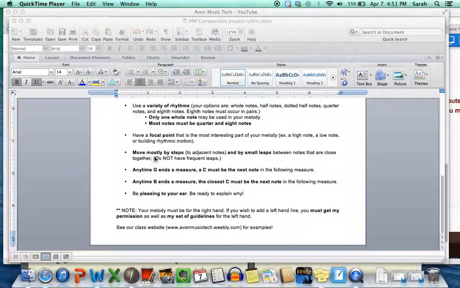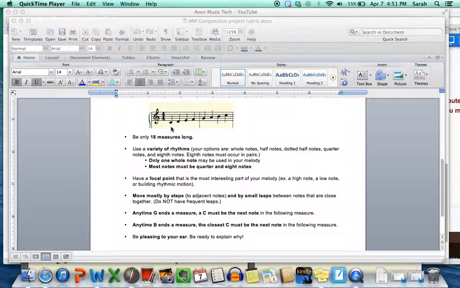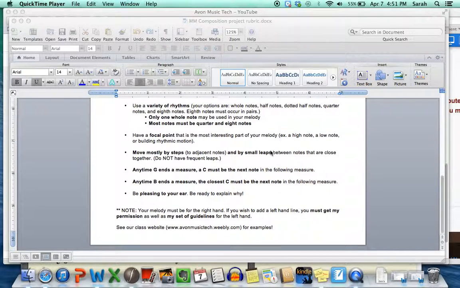Your melody must move mostly by steps, or to adjacent notes, and by small leaps between notes that are close together. So, for example, generally I want my melody to move either up or down the C major scale, with some small leaps every now and then, and a big leap ever so infrequently.